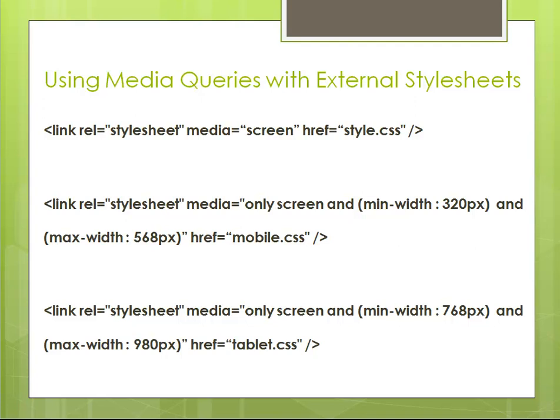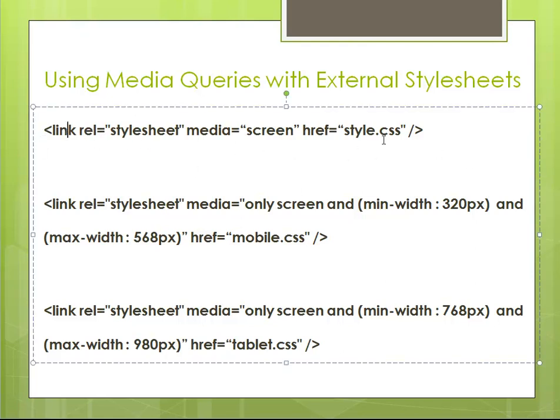Alright, so let's take a look at using media queries with external style sheets. So this first one is just a link to a style sheet called style.css, and we're setting the media attribute to screen. Okay, so this line we could have used for a long time now, as long as the media attribute has been released. Here we're using a media query, so for our media attribute we have only screen, so this is only for computer screens or device screens, sorry, and a minimum width of 320 pixels and a maximum width of 568 pixels. If your screen is in the range of 320 and 568, then mobile.css is going to be loaded. If it's not, mobile.css will be overlooked.